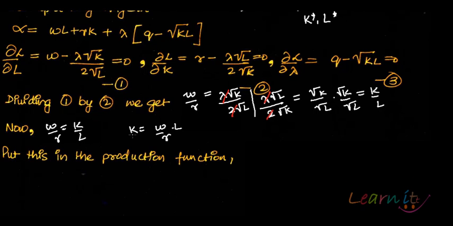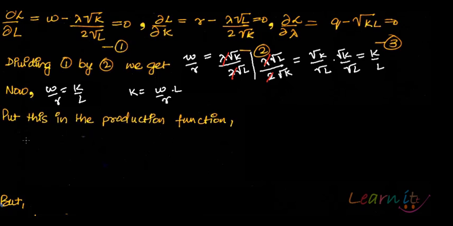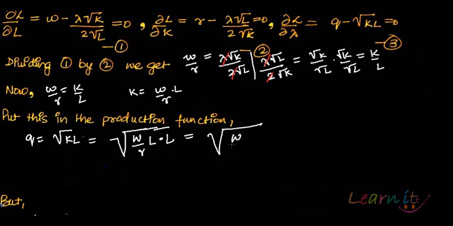You have to substitute this K equals W by R L into the third derivative which you have found out, which is Q equals root KL. But K is basically equal to W by R L, into L. So this becomes root of W by R L square. Now L square will come out, into W by R.